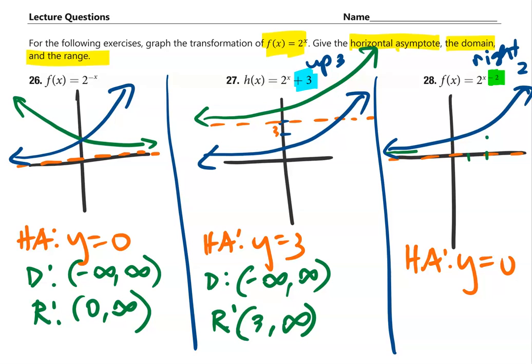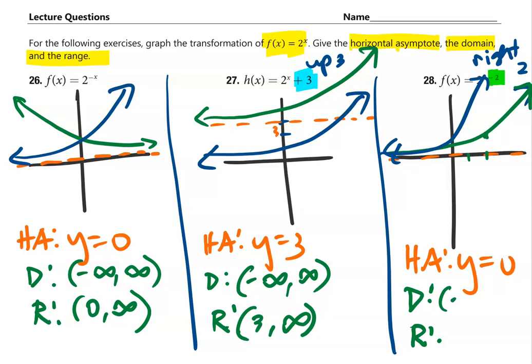This is to the right 2. All right, so the domain and range of that: the domain is left to right again, from negative infinity to positive infinity, and the range is also, since you just move it to the left or to the right, the same, above 0 to positive infinity.